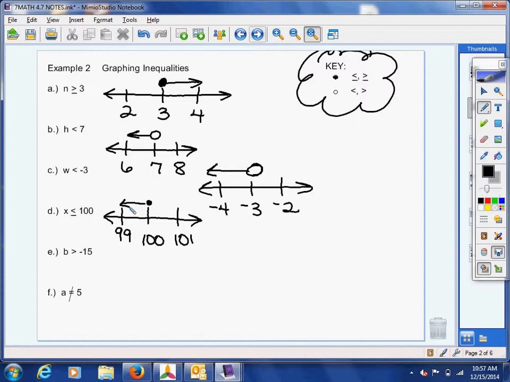Look at B up here, and we'll do B is greater than negative 15. So let's do negative 14, negative 15, negative 16. There you go. And show us this one.